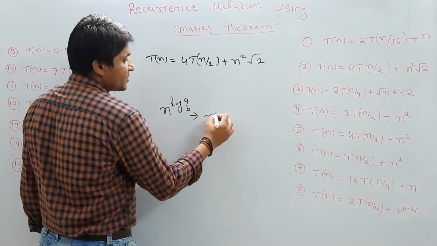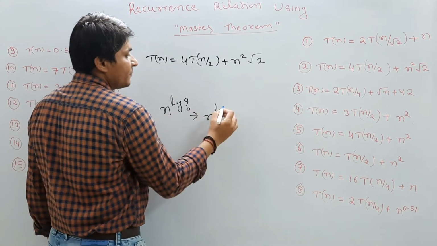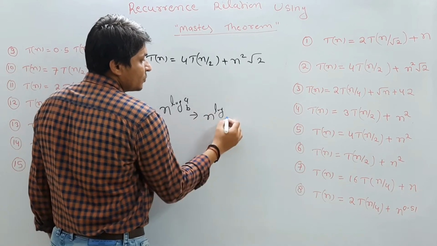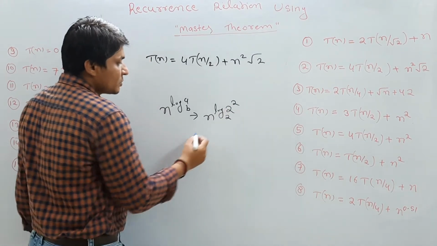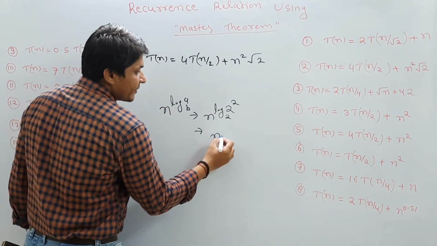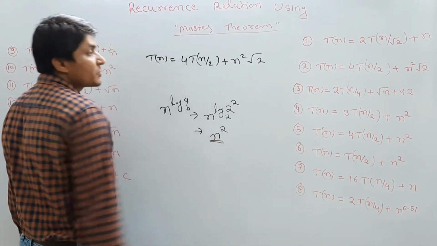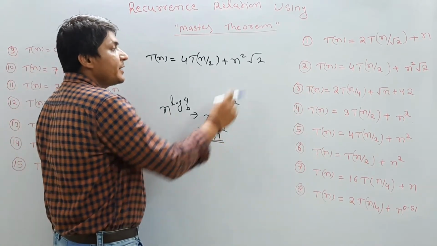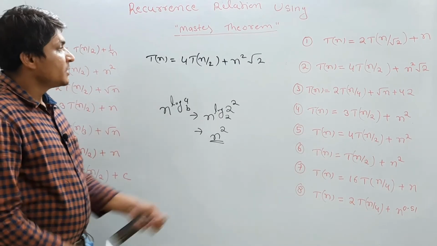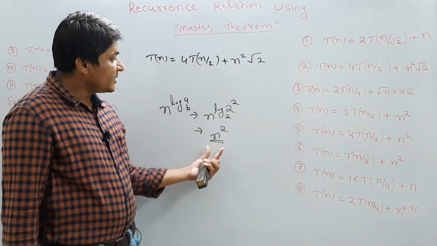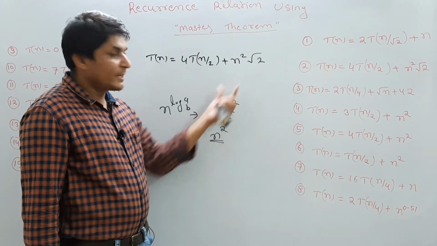Now let us substitute the value of a and the value of b. a is 4 and b is 2. So can I write 2 raised to power 2? Yes. So ultimately, if you further simplify, it is going to be n square. Now this is also n square and this is also n square. Sir, what about this constant? We can ignore the constant. So we are comparing this n square and this n square. Both are the same in this case.